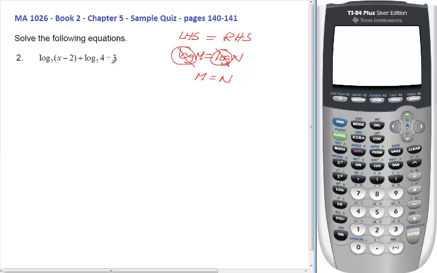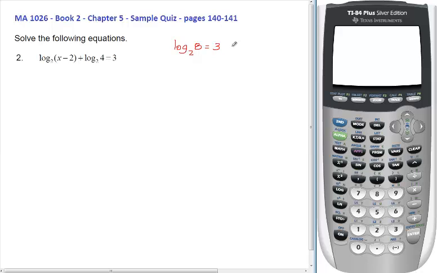But notice here, we don't have a log on the right-hand side. We just got a number. So what do we do when there's just logs on one side? Well, we have to go back to the definition of a log. A logarithmic function is simply an exponential function written in a different manner. Using numbers, I will write one for you.